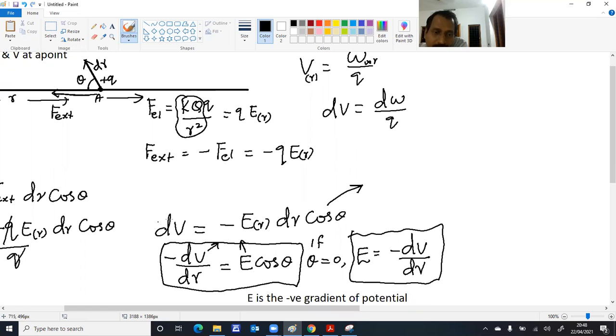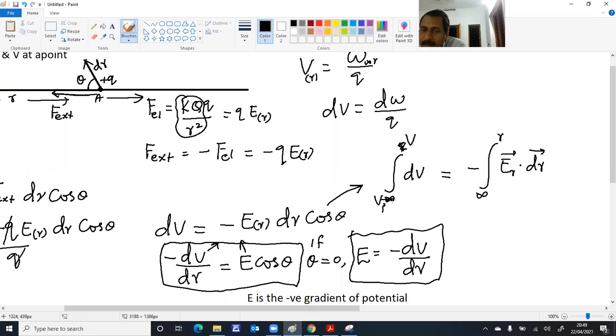You integrate both sides. You write separate, okay? I can write on the side here. Integral infinity to r dV will be minus integral infinity to r E dot dr, because a dot b is ab cos theta. So this integral dV becomes, okay, this is not r, this is for V, okay? V initial to V final. You can't put r with dV. dV is variable, so V initial to V final.